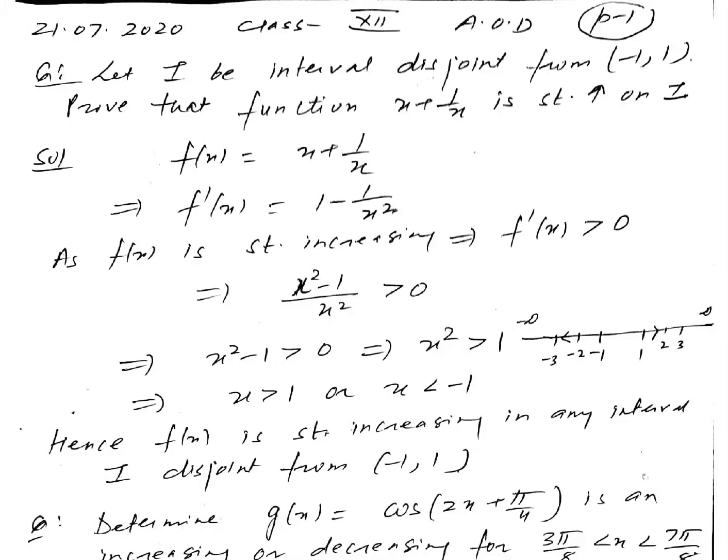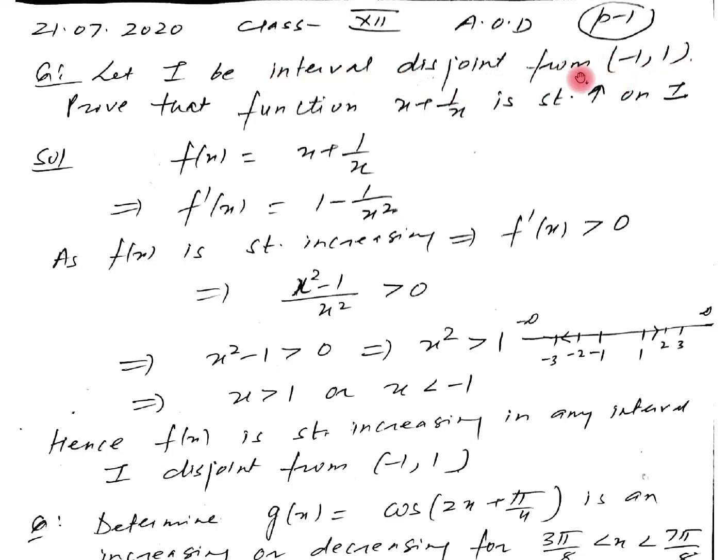Let us see some more questions on the topic increasing and decreasing function. Now the question here: let I be the interval disjoint from [-1, 1]. Then prove that the function x plus 1 upon x is strictly increasing on I. What does it mean? Let I be the interval disjoint from [-1, 1].